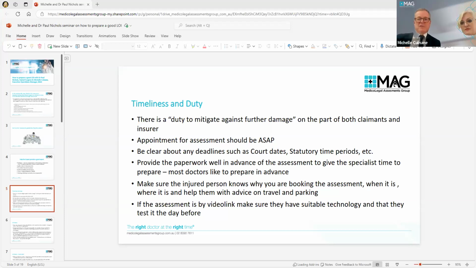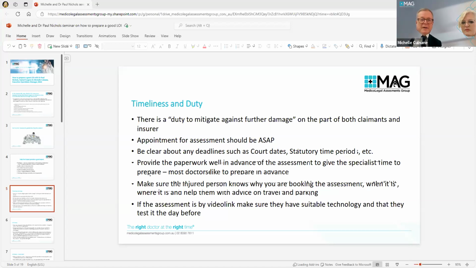And if you haven't presented the information to the specialists in good time, then they're going to be chasing you. So it's very important to remember that we all have a duty to mitigate against further damage or injury. And then the appointment, of course, must be made as soon as possible. Once you get everything together, get the bundle ready and the LOI, and present it as soon as possible, so we can get on with it and mitigate against further damage.